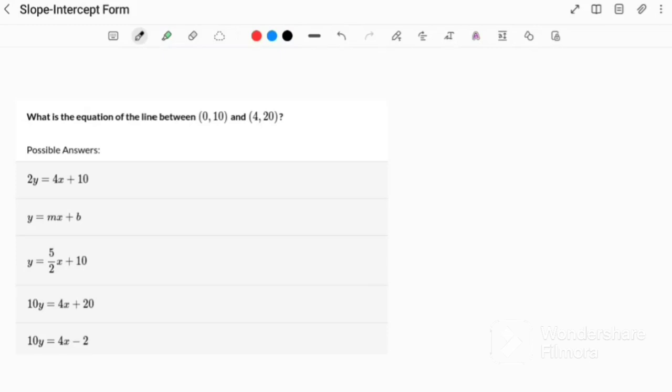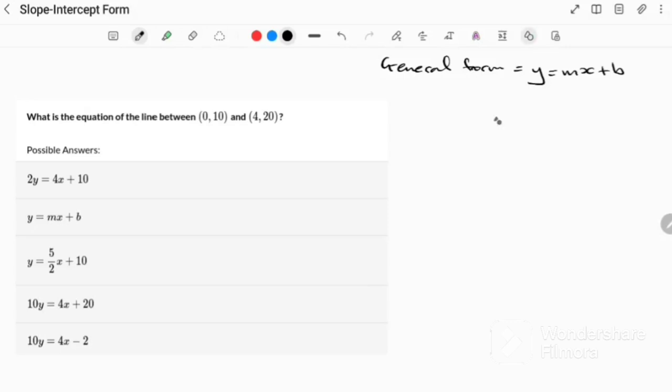The slope intercept form is a form of an equation that represents a linear relationship between two variables. Let me make it simpler for you. The general form is y is equal to mx plus b.